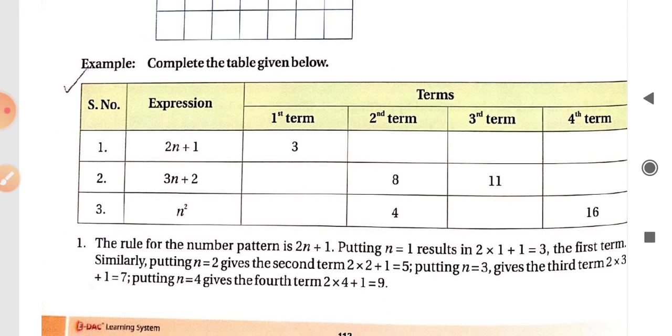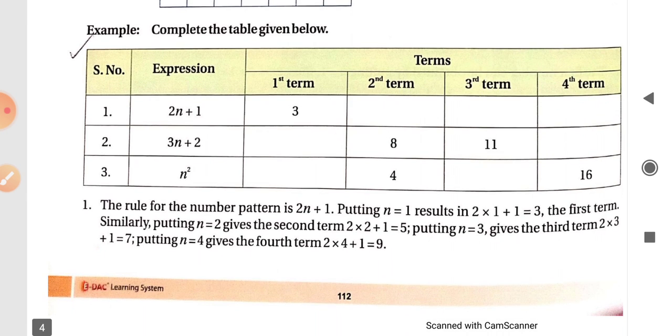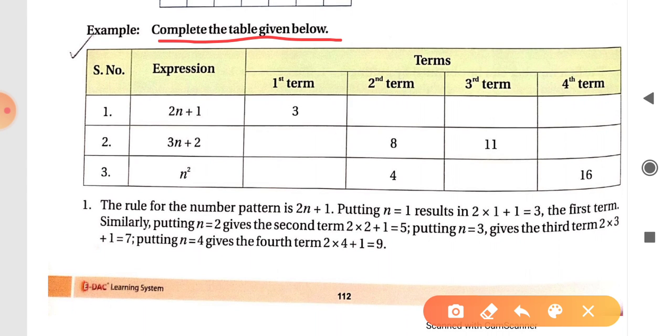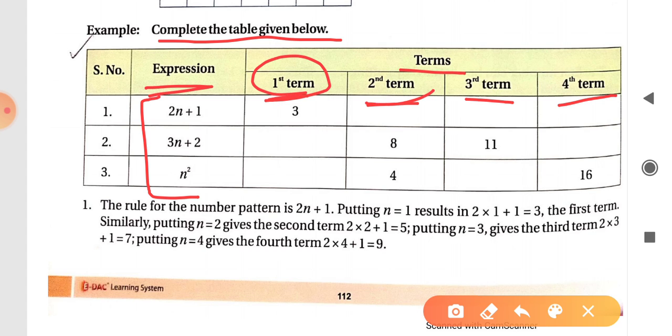Next is the example: complete the table given below. This is a table. We are given some expressions, and here are the terms: first term, second term, third term and fourth term. We already know that to find the first term, we put n equal to 1. For the second term, put n equal to 2. For the third term, put n equal to 3. And for the fourth term, put n equal to 4.